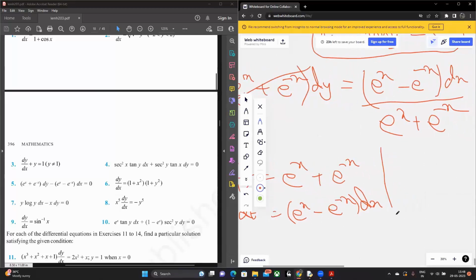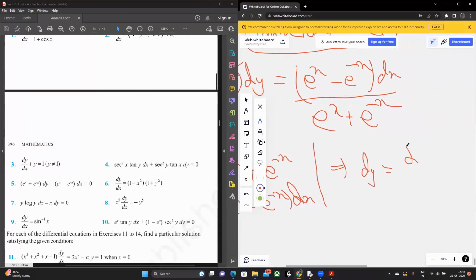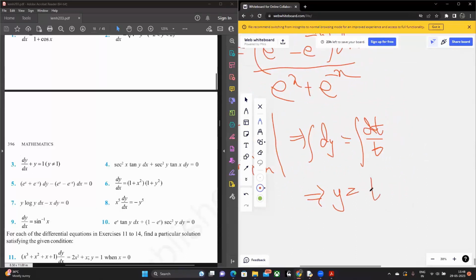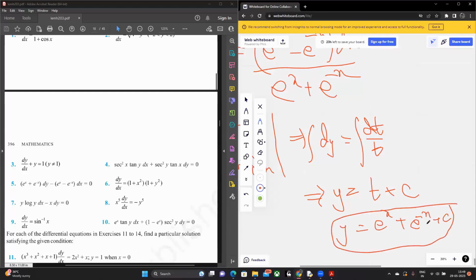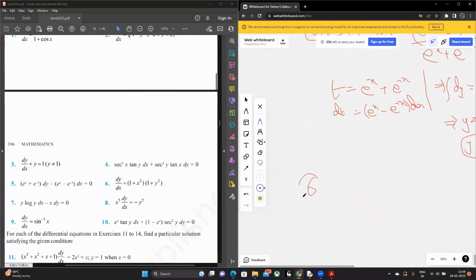Yes or no? Therefore, this equation can be written as dy equals dt divided by t. Integrate on both sides. This basically gets y equals ln mod t plus c. Yeah, I forgot, this is not just dt, this is dt by t, right? And so you will have y equals ln mod of e power x plus e power minus x, plus c, right? ln is the natural log. That's question number 5.